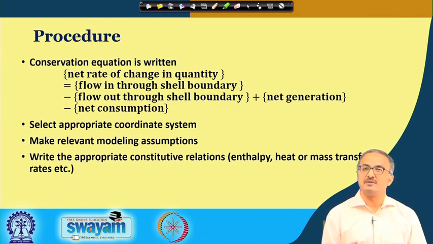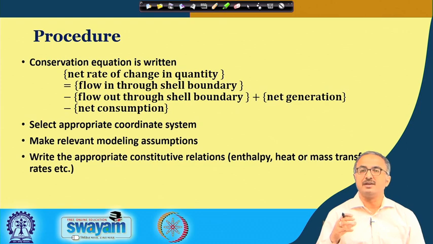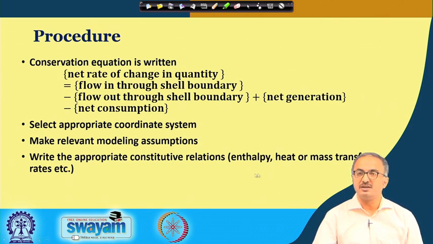To estimate these values, we need some other equations in terms of correlations or tabular data. All these we call constitutive relations. So we need the constitutive relations after we set up the balance equations. From that we figure out which parameters need to be estimated to solve the balance equations. So we need to find the appropriate constitutive relations, for example to find enthalpy, heat and mass transfer rates, etc.